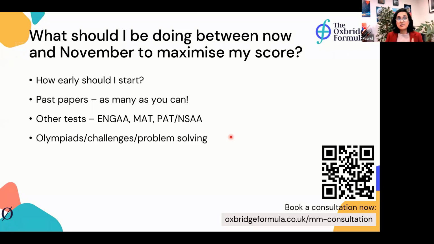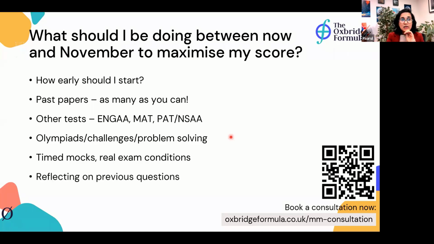But then closer to the time, you want to be doing timed mocks in real exam conditions, because you need to see how you perform under the time pressure. So I would actually reserve a few of the papers on both the PAT and the NSAA to do in the last month before the exam, so that you're really giving yourself that timed mock practice. If you want other mocks, we do have extra questions in our online resources.